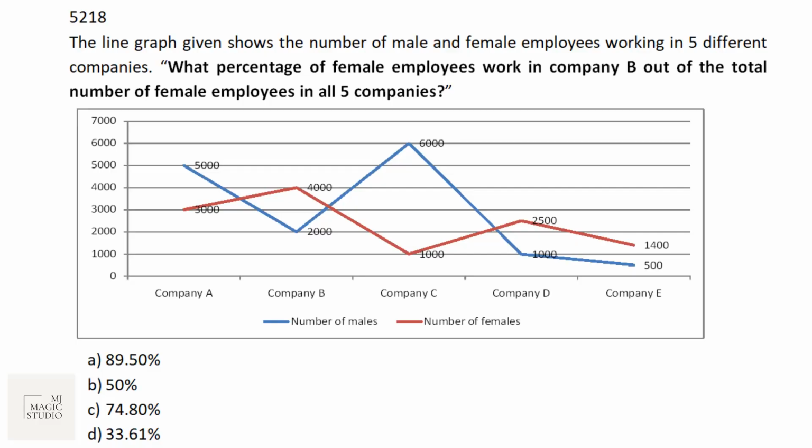Okay, a line graph to follow. Number of males and number of females in blue and red is what I can see. The line graph given shows the number of male and female employees working in 5 different companies. Please give it a try.